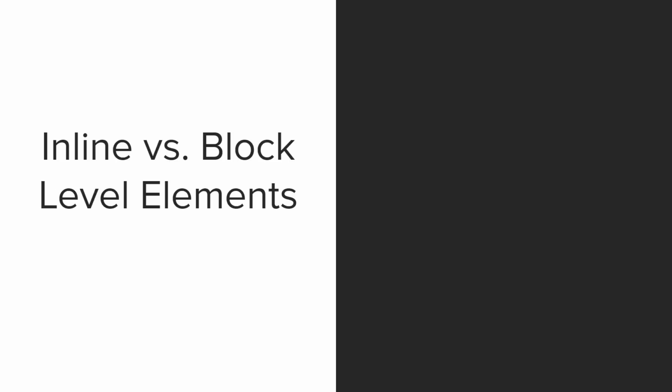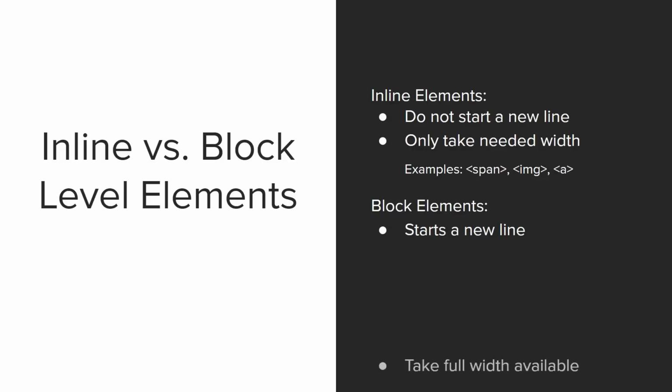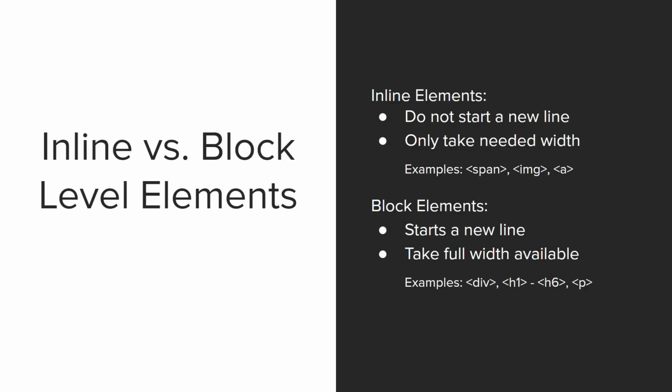Next, let's talk about inline versus block level elements. Inline elements don't start a new line. They only take the needed width. Some examples of those are span, image, and anchor. Block level elements start a new line and they take the full width available. Examples of those are div, h1 through h6, and paragraph.